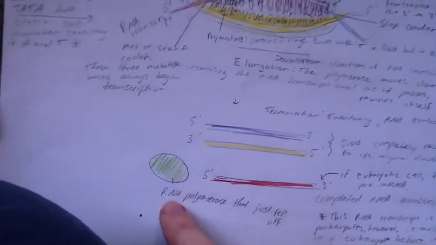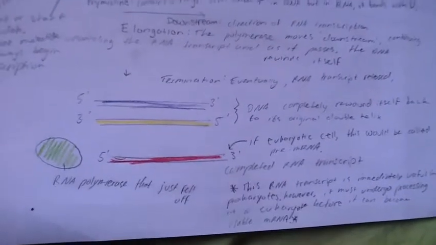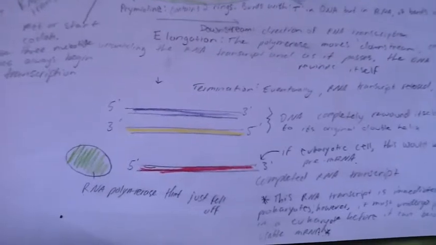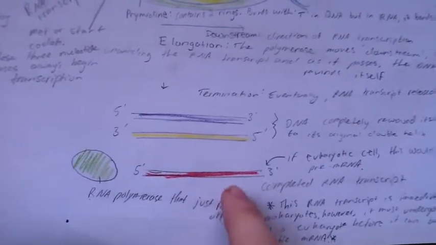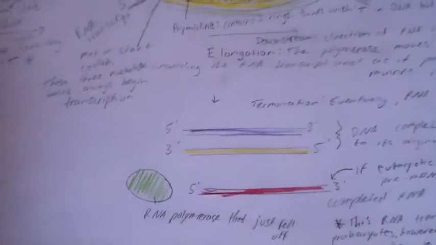Okay, well, moving on to termination. So termination is when the mRNA comes out, the RNA polymerase falls off, and another difference between prokaryotic cells and eukaryotic cells is that this mRNA is usable in prokaryotic ones, and it's not usable until after it's been messed with a little bit for eukaryotic cells, which I'm about to get into in a second.